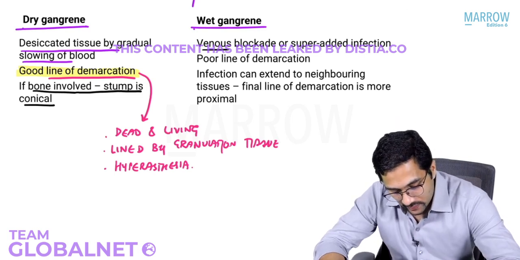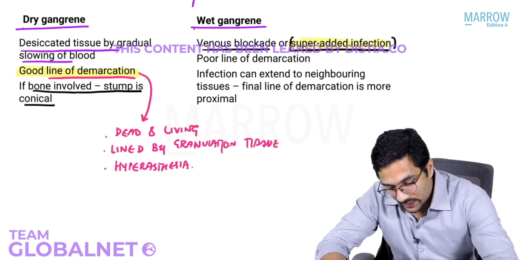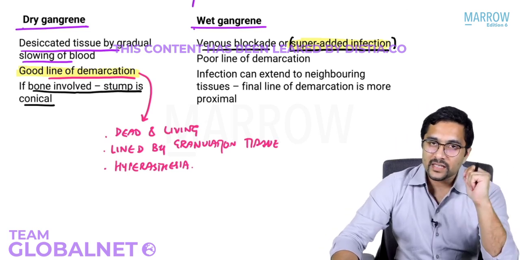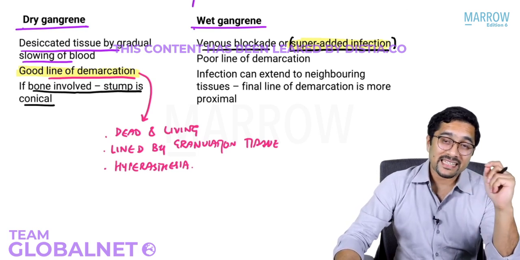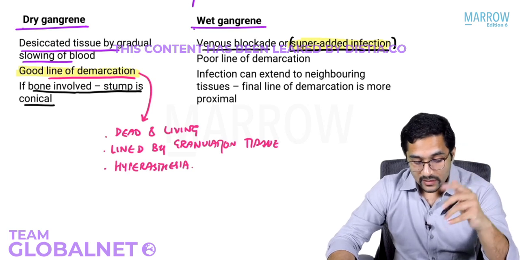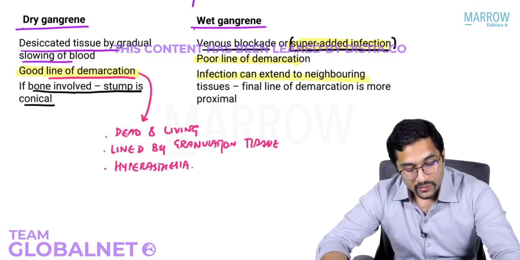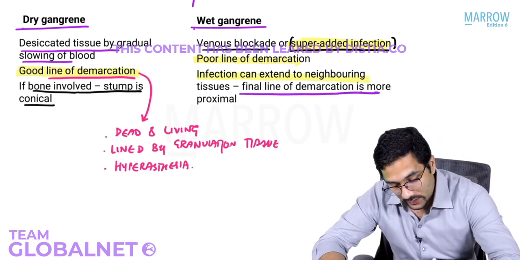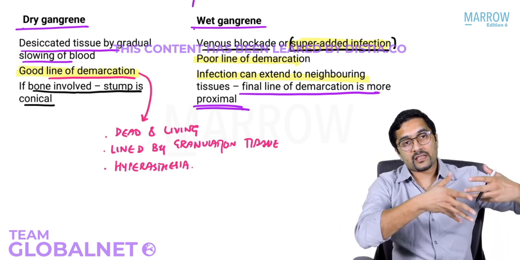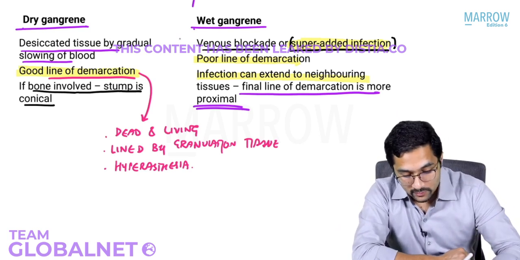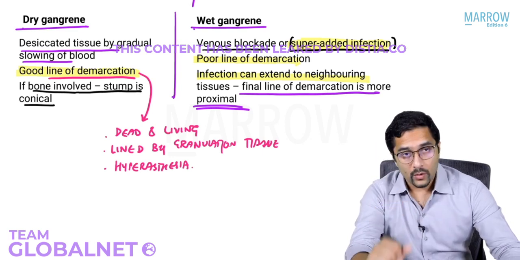Wet gangrene can occur when there is venous blockade or superadded infection. So this is another question which can be asked in the exam. Can a dry gangrene be converted into a wet gangrene? Absolutely. If there is superadded infection, a dry gangrene can get converted into wet gangrene as well. There is a poor line of demarcation, and there is infection which can extend to the neighboring tissue, and the line of demarcation can be more proximal, right? If there's infection, even the block might be distal, but because of infection, the line of demarcation might be more proximally placed. So these are the differences between dry and wet gangrene, which you should know about.